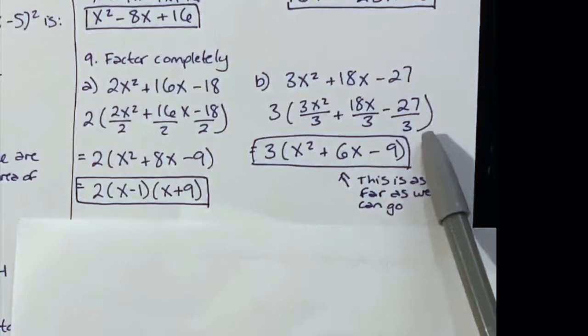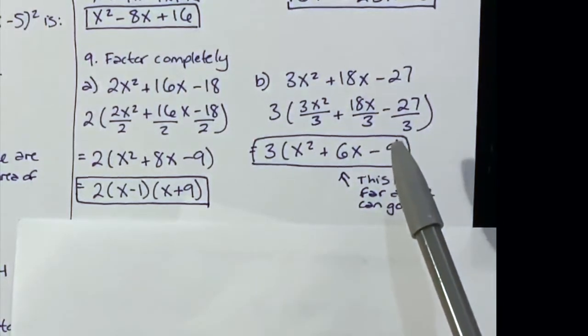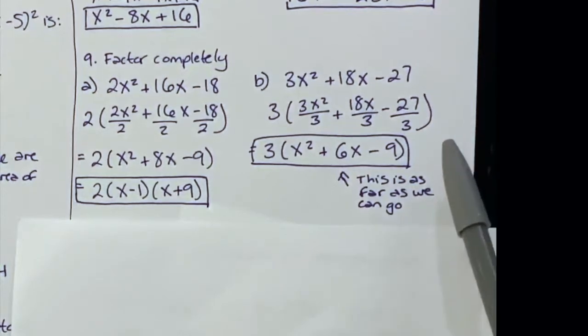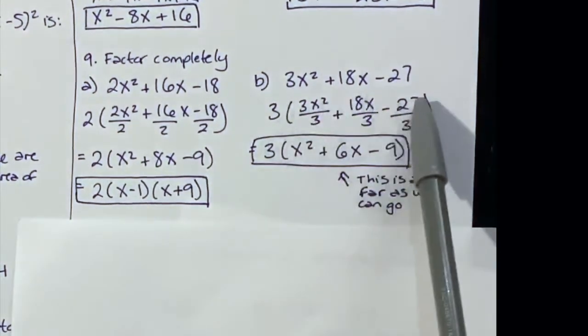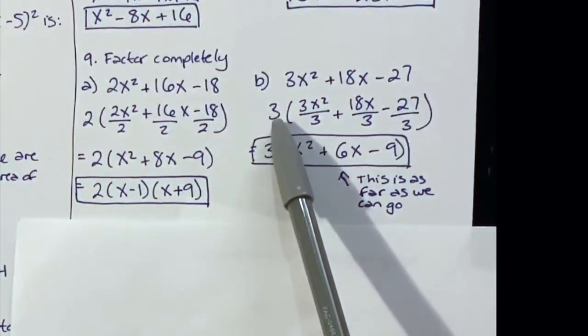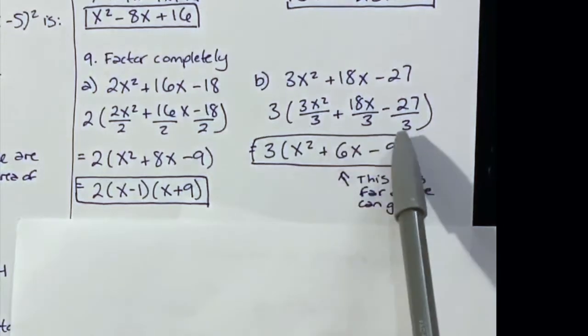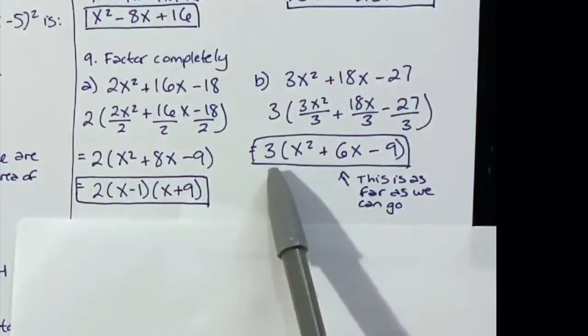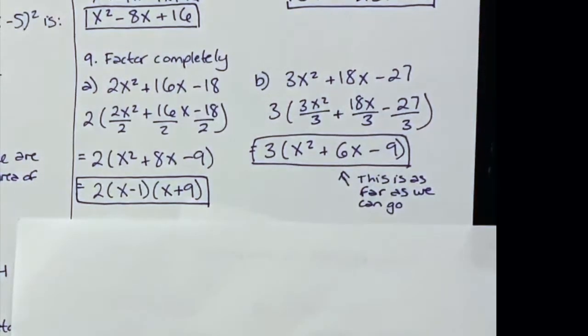For this one over here, I have 3x squared plus 18x minus 27. So again, I have to take my greatest common factor out. The greatest common factor between all these terms is just 3. That's the biggest thing I can take out of all of them. So again, I'm going to divide everything by 3, and I'm going to end up with 3, and then in the bracket I have all my leftovers.